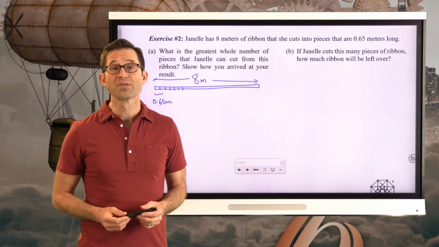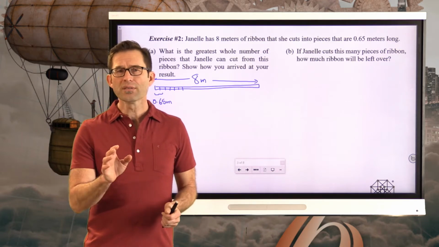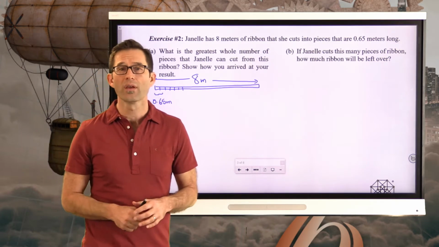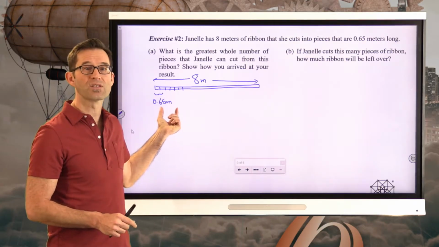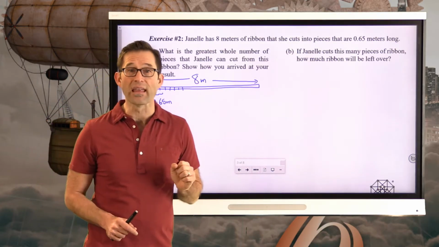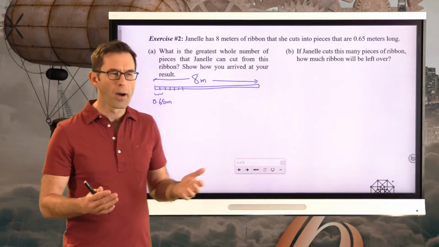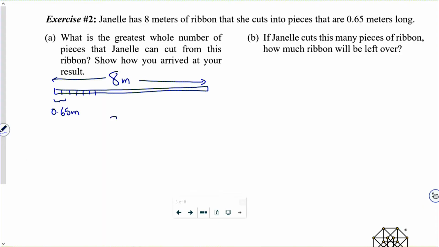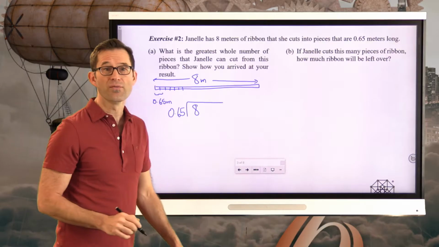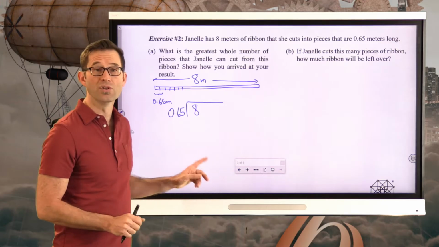Well, this is literally almost the definition of division, right? This is that part of division where you're thinking to yourself, how many 0.65s go into 8, right? And that's a little tricky to think about, but I literally want to divide 8 by 0.65.